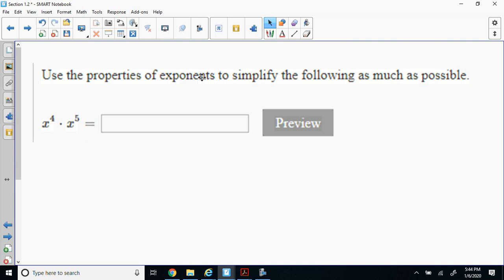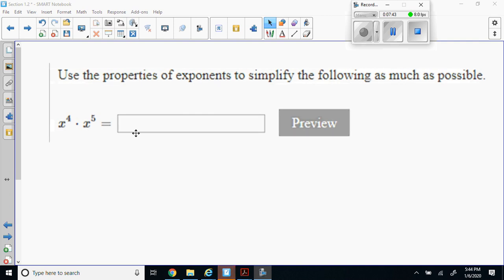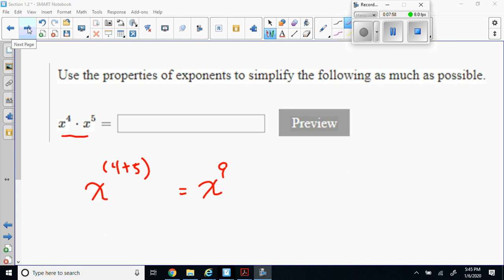All right, let's deal with some variables. This one ought to be okay. You ought to be able to rock and roll with this one, right? When we get away from the numbers and get to variables, you should get a little bit more comfortable, right? Multiply like bases, that's really x to the 4 plus 5, which is what? X to the 9, right? Good?